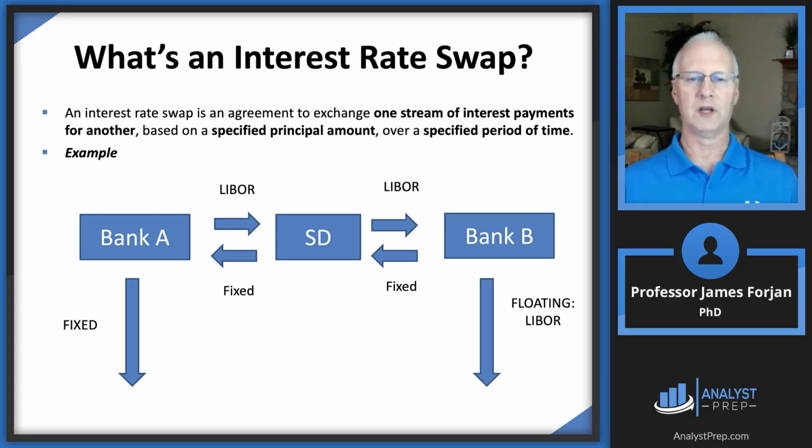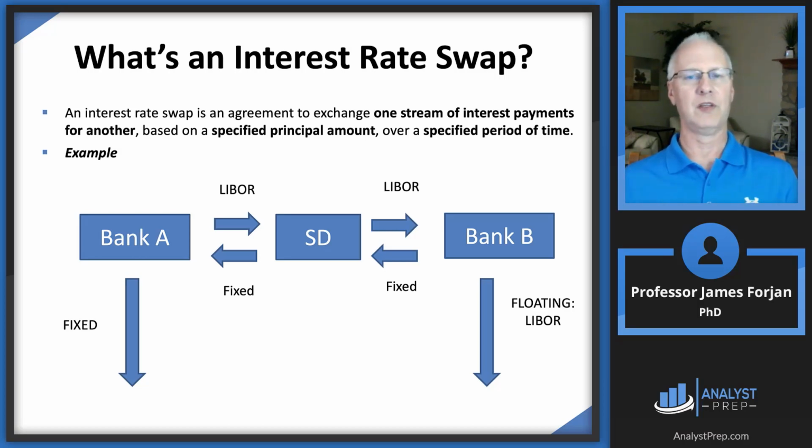So here's the snowblower over here, and here's the riding snow machine over here. We want to try to swap those. All right, so this is what Bank A does. Bank A says, you know what? I'm paying a fixed interest rate. What I would like to do is pay a floating rate. So Bank A picks up the phone and calls somebody and says, hey, I'm paying a fixed rate. Will you pay that fixed rate for me?